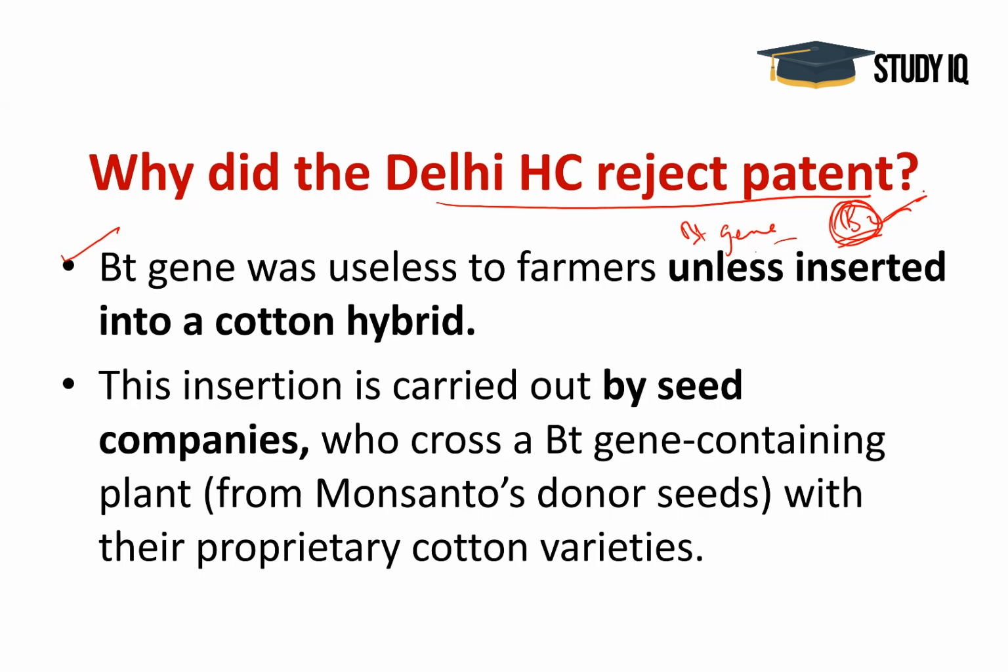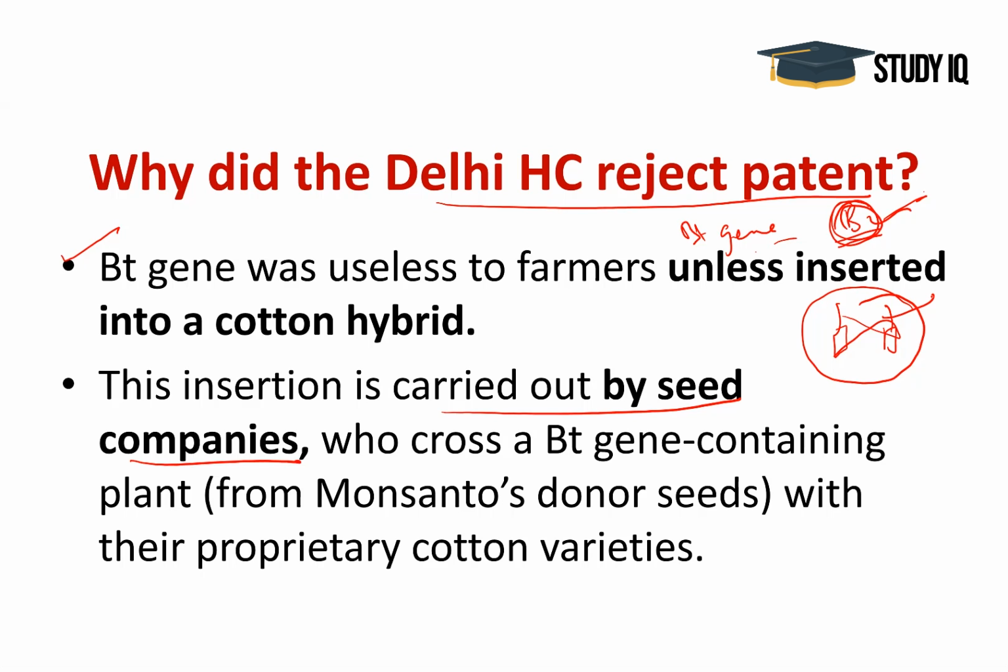So this insertion is carried out by seed companies, which are Indian companies, who cross this BT containing plant from the Monsanto donor with their own cotton varieties. Now the judge argued that this crossing of plants was a natural and biological process, because you are growing one plant with the Monsanto seed and then you are growing your homegrown plant and then you are crossing these plants. So the court said that this is a natural and a biological process. So this argument undermined Monsanto's patent.